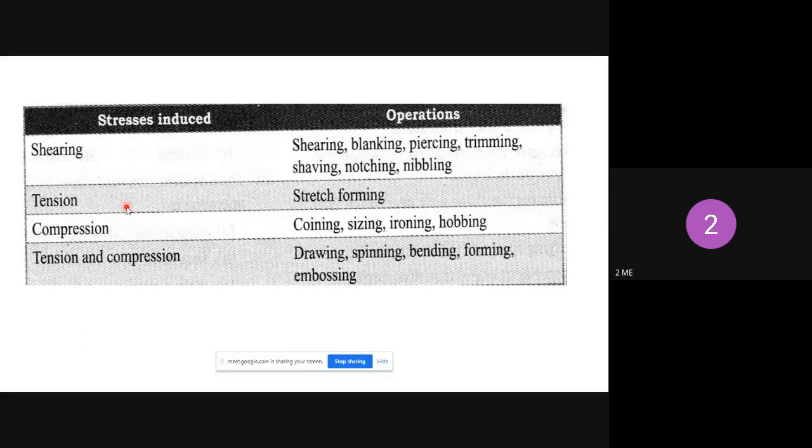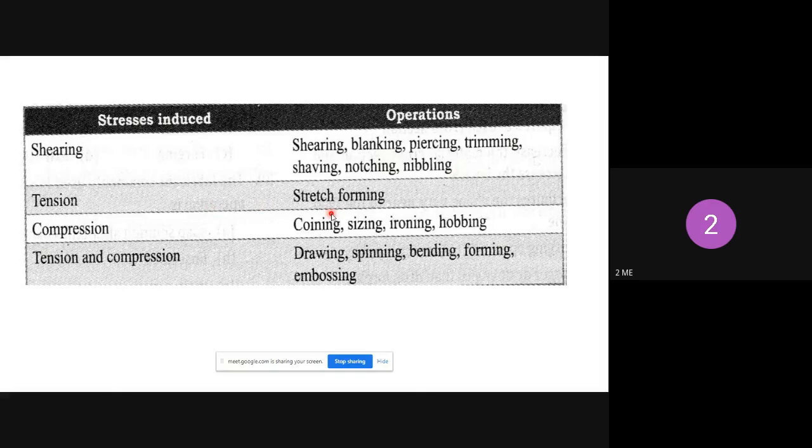Next, the combination of tension as well as compression. Tension is elongation of the material, compression is reducing the thickness of the workpiece. Both combined is called tension and compression. These are the operations we can carry out with the help of shearing stresses in sheet metal: shearing operation, blanking operation, piercing operation, trimming, shaving, notching and nibbling.